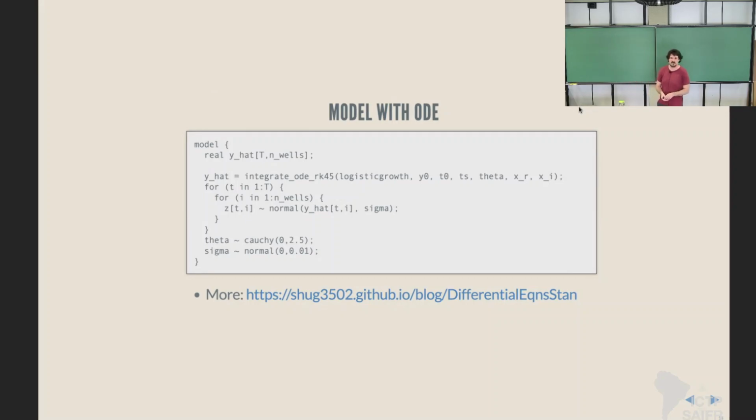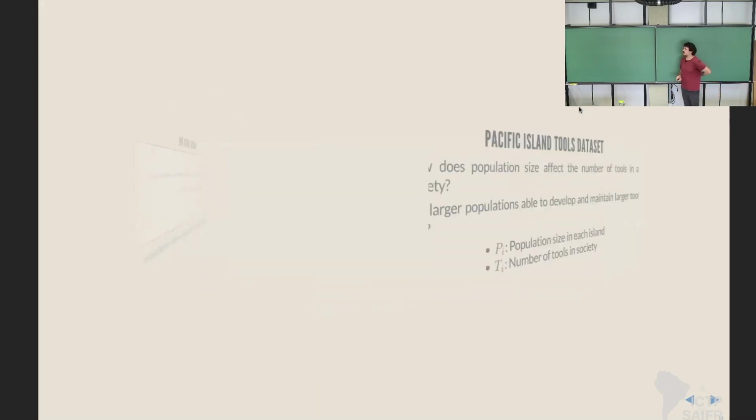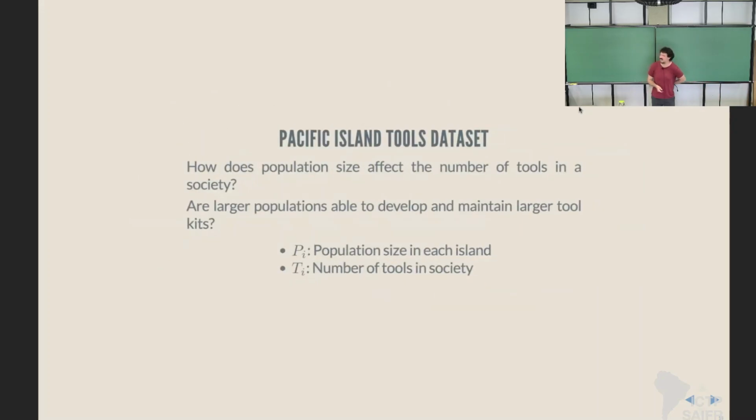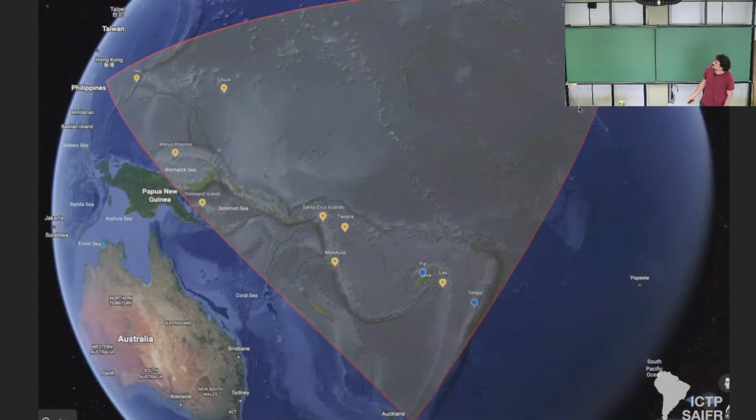Okay, now I'm going to move to the meat of this lecture, which is the Pacific Island Tools dataset, which is a very cool dataset in my opinion, and it tells a cool story, right? This is again an example from the Rethinking book, so if you want all the gory details, please refer to the book. And the idea here is that we have measurements of population size and number of tools for several Pacific islands. So here, coming from Tonga and Fiji and all the way up here to Yap, I think is the name of that island, and all the way up here into Hawaii.